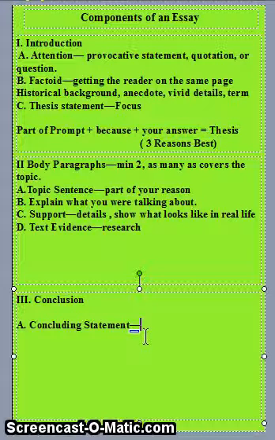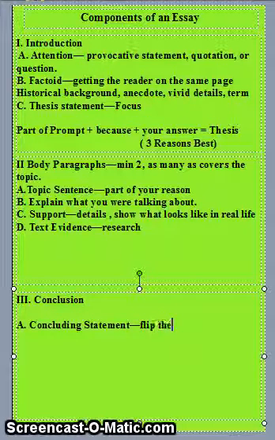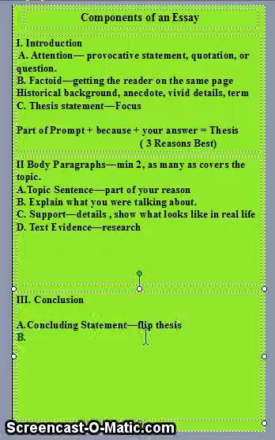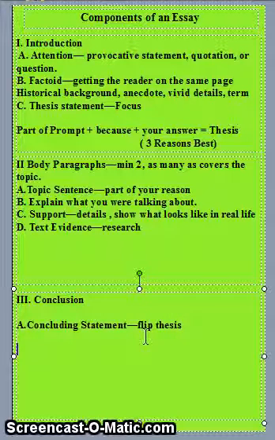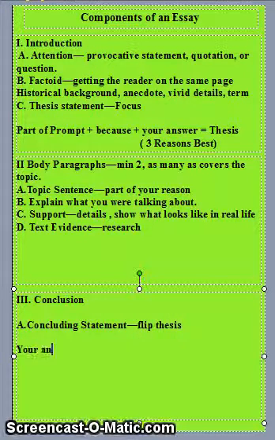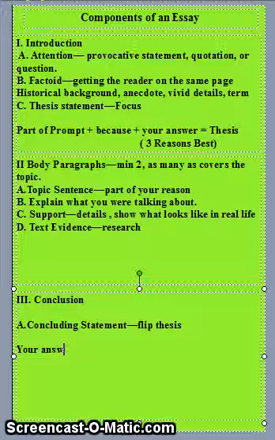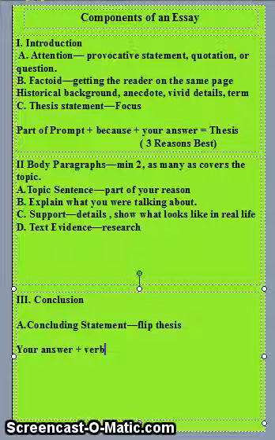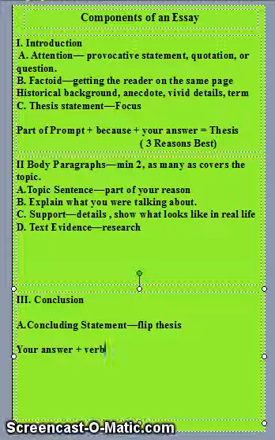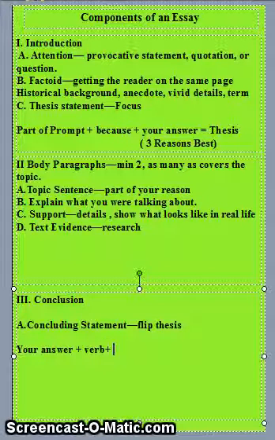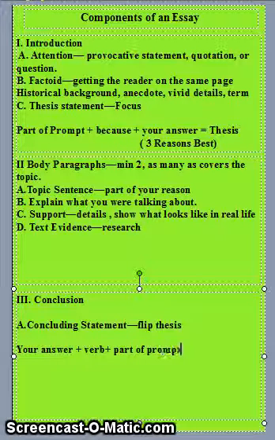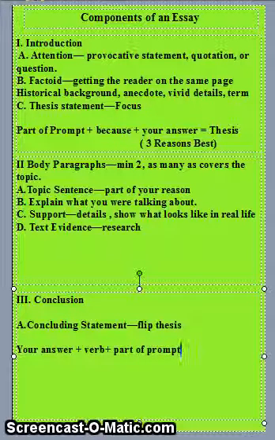And if you can't write a concluding statement, flip your thesis. And what I mean by that is on your thesis, you have your answer, and then you're going to add some sort of a transition verb, or a verb that connects, because you have to have a subject and a verb for each sentence. And then you're going to do part of the prompt. And it's real simple. You just put the little pieces together.